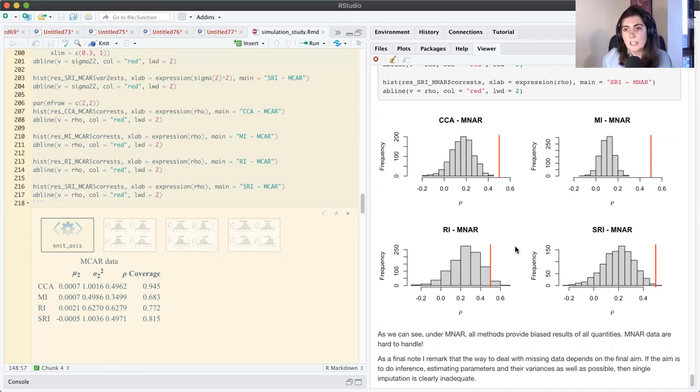In the next and last part of this week, we will see how to deal with the case where we have several variables with missing values.